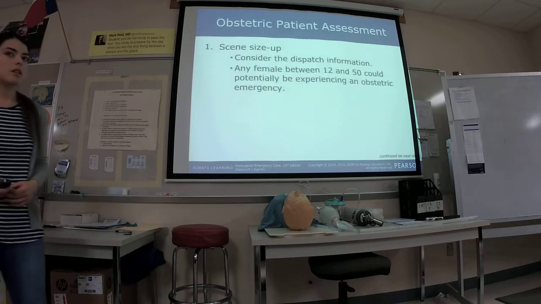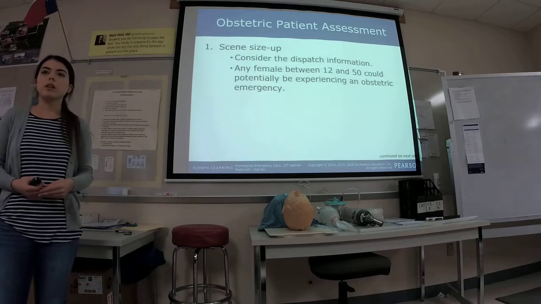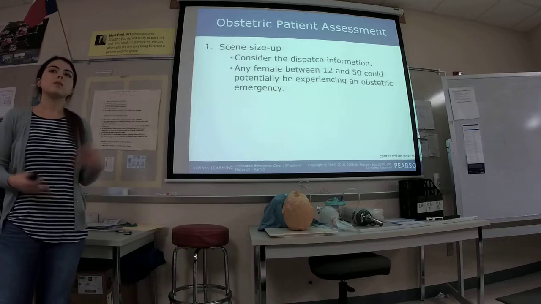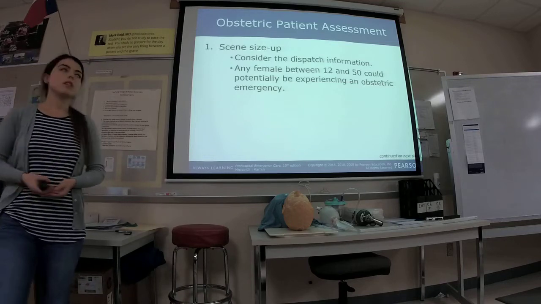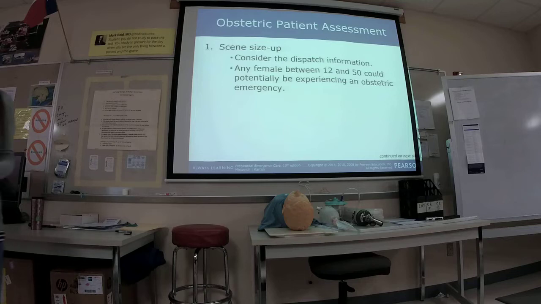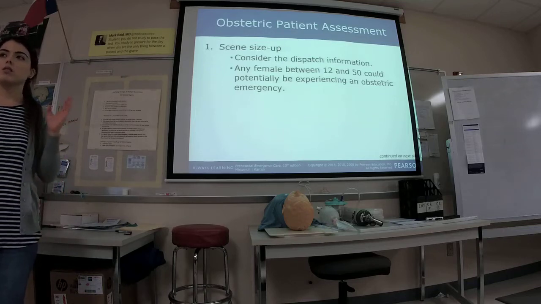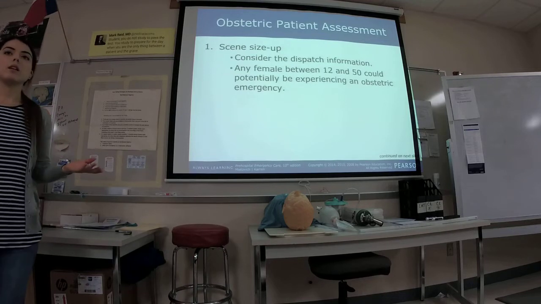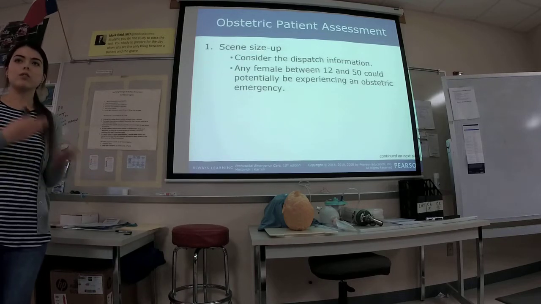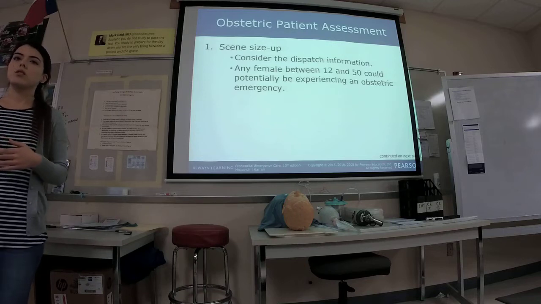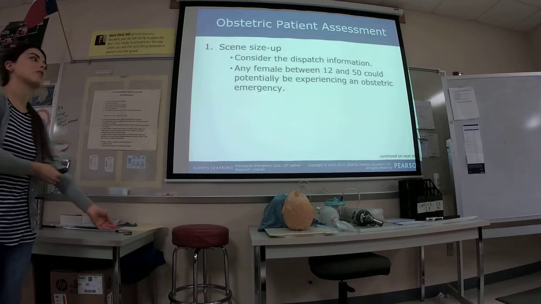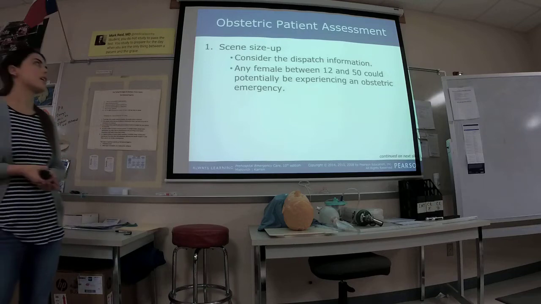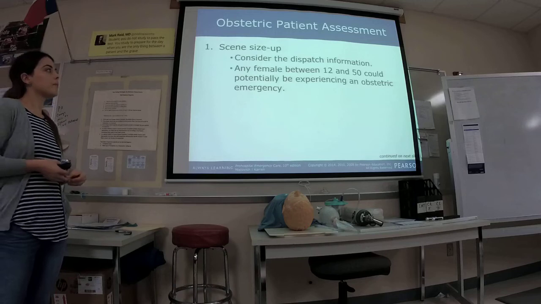For patient assessment, it's pretty much the same thing. We want to focus a lot on ABCs. Well, we can start with scene size-up, so the usual patient assessment. Just know that for a female patient between the ages of 12 to 50, you can assume there could be a pregnancy. 12 years old is the start of puberty, and 50 years old is usually when a woman experiences menopause. So between those ages there could be a chance of pregnancy.